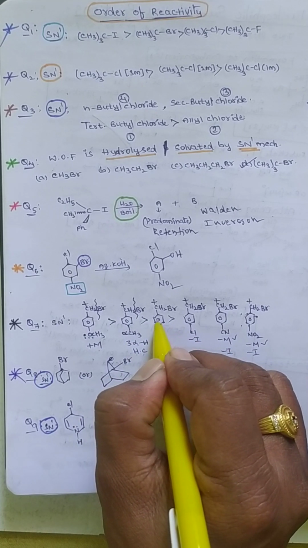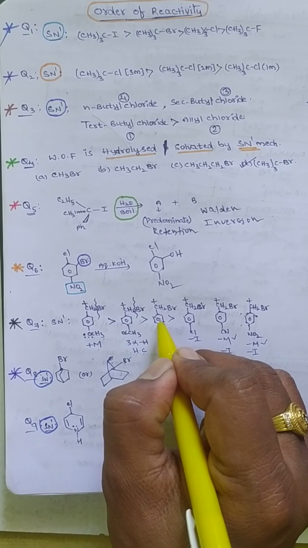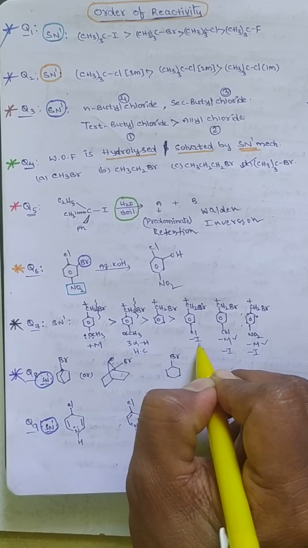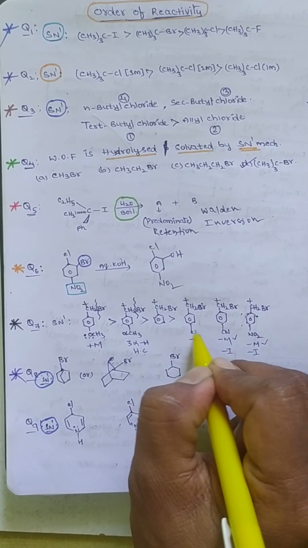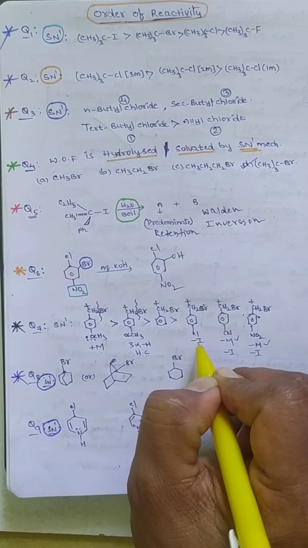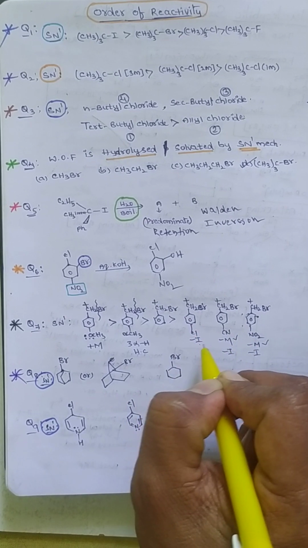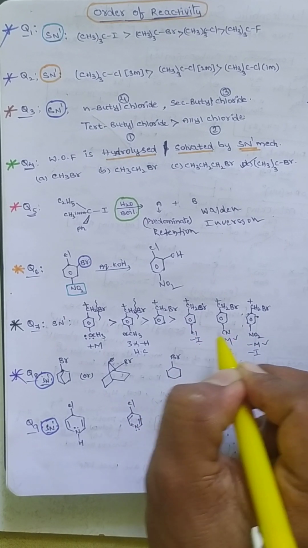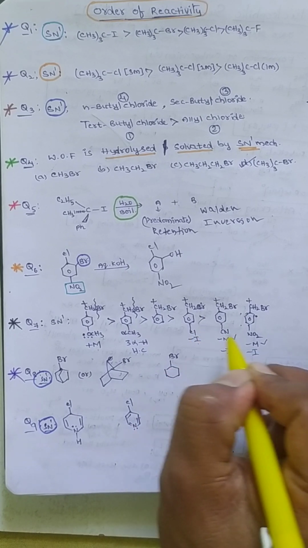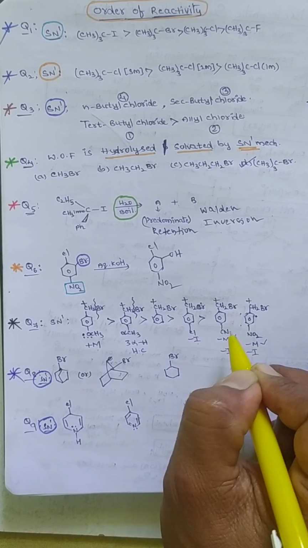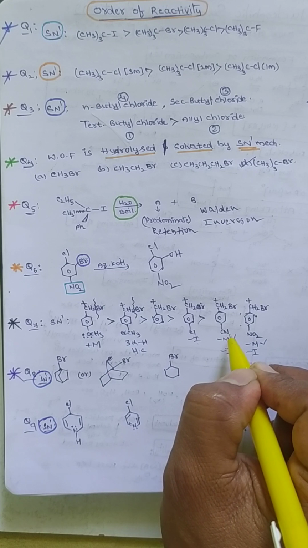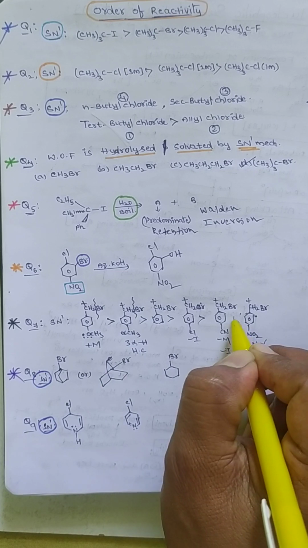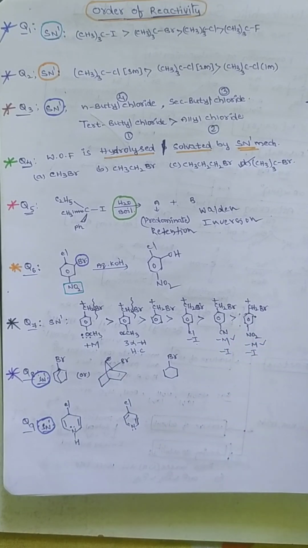So the mesomeric effect is dominating over hyperconjugation, which is dominating over this. Why is this more favorable for SN1 compared to this one? Because here electron withdrawing groups are present, minus I and minus M. Minus M has more withdrawing power compared to minus I. Cyanide has a weak minus M compared to an NO2 group. So therefore it is more favorable for the SN1 reaction.